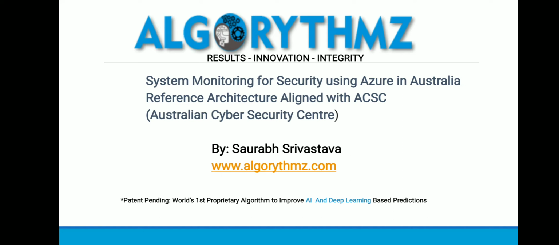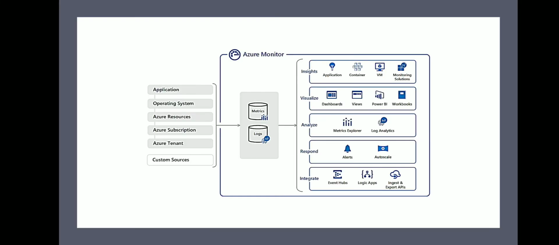Now let's look at the architecture. This is a pretty simple architecture. As you can see, the data is coming from different sources, whether it's application, operating system, or different resources like subscription, your Azure resources, your Azure tenant. Now, Azure Security Center provides a unified security management console that you use to monitor and enhance the security of Azure resources and your hosted data.